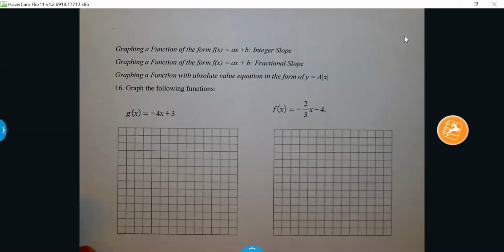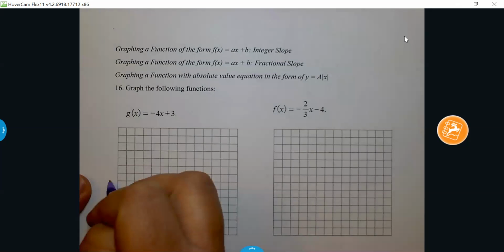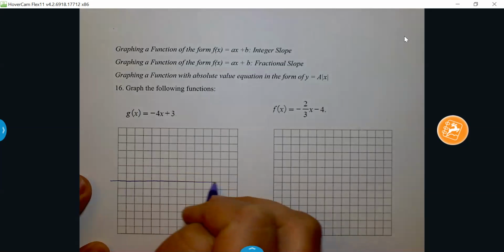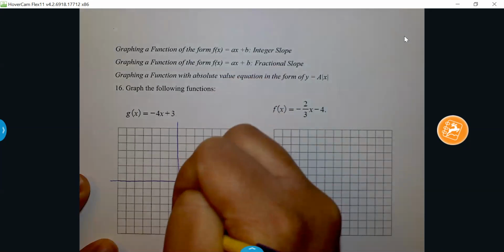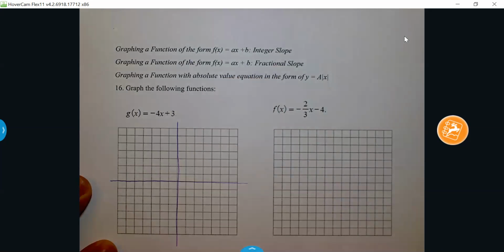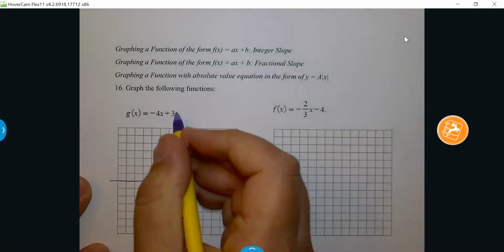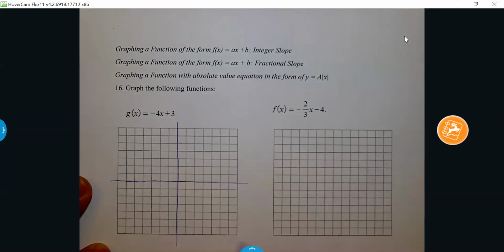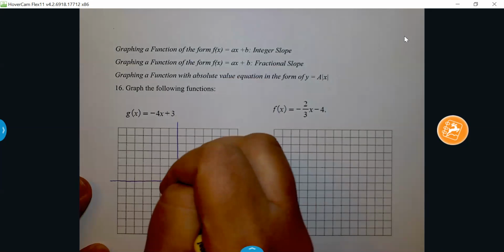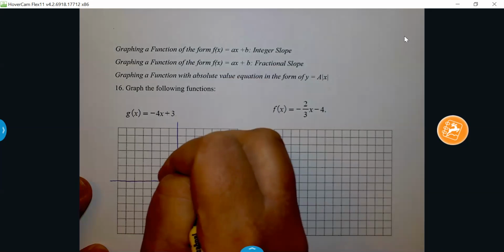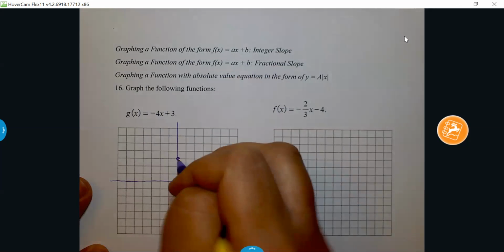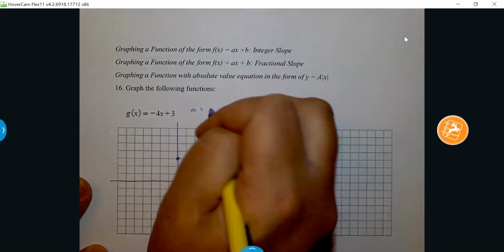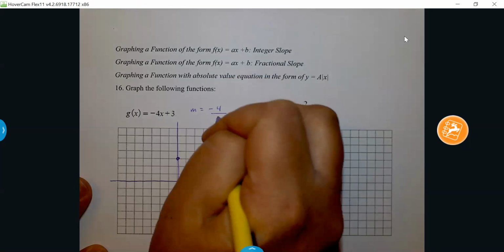So here we would have an x and y axis. I didn't write those in for you, but you could just make an x and a y axis. We are going to be starting at the y-intercept of 3: 1, 2, 3. And then we're going to be following the slope of -4. So the slope of -4 would be -4 over 1.